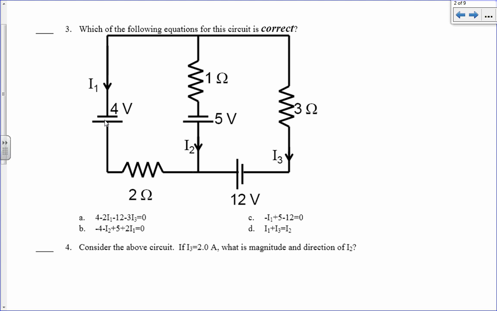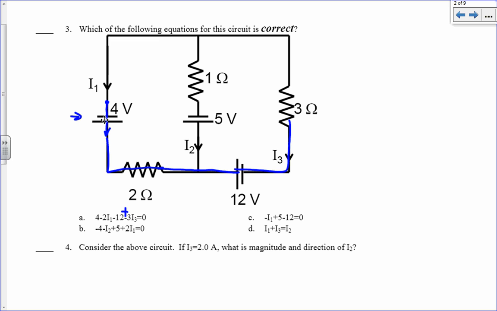Which of these following equations for this circuit is correct? I'm going to start with this first one, 4 minus 2I1. This is my only 4-volt battery. I'm starting, going in this direction, minus 2I1. So far that's okay. I'm going with the current, so it's negative. Minus 12, that's correct. Minus 3I3. That's not correct because it should be positive 3I3 since I'm going against the current.